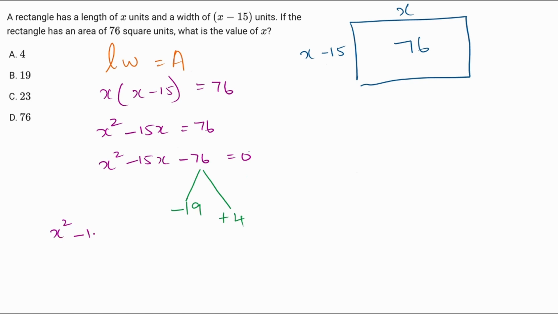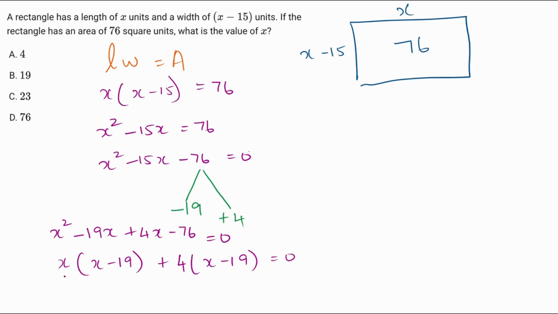x square minus 19x plus 4x minus 76, which is equal to 0. So I'm going to just take the common terms outside. Here it is x, so I'm going to take x multiplied by (x minus 19) plus, here the common term is 4, so I'm going to take 4 multiplied by (x minus 19), which is equal to 0. So I'm just going to add the like terms. So I have (x plus 4) multiplied by (x minus 19), which is equal to 0.